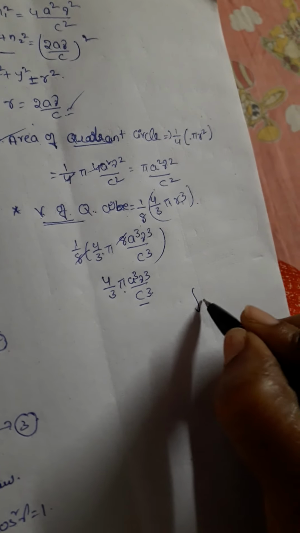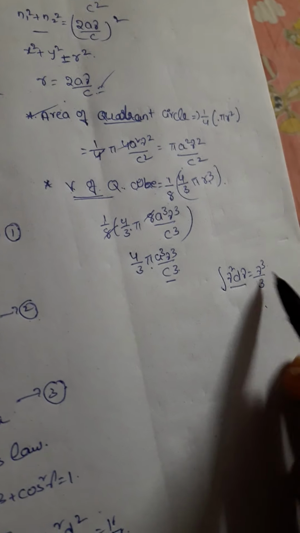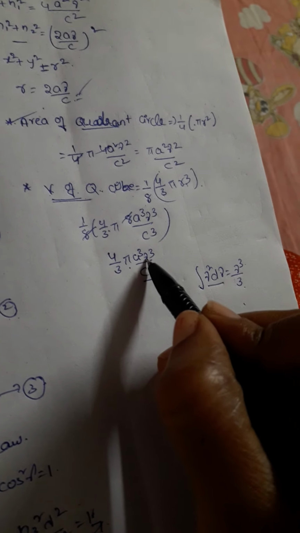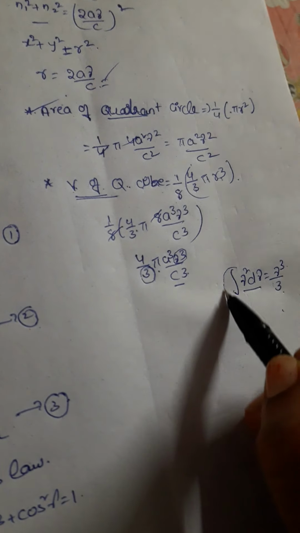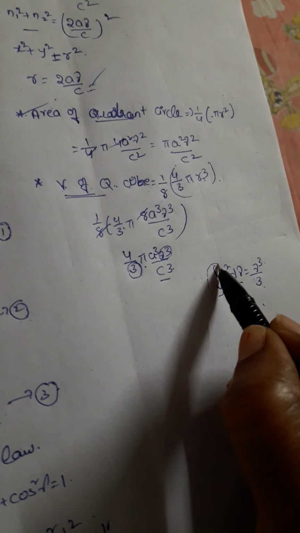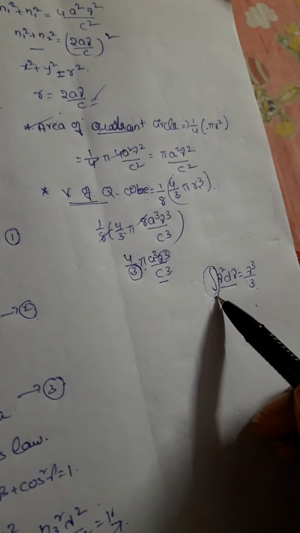Already we know one condition. Integral of μ² dμ, how to write? μ³ by 3, by the formula x power n plus 1 by n plus 1. So μ² dμ gives μ³ by 3. In our formula we have μ³ as well as 3. This integration gives the total integers. We are actually considering only two integers, n1 and n2. This integral gives the total integers.